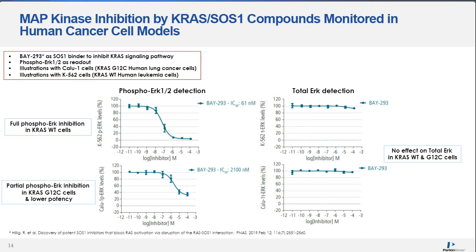Results demonstrated that there is no effect on total ERK and that there is an inhibition of phospho-ERK in both cellular models, but interestingly, the potency and efficacy of the SOS1 binder to inhibit phospho-ERK as KRAS downstream signaling readouts were different depending on the cellular model tested. The same conclusions can be made from results obtained with both HTRF and AlphaLISA SureFire Ultra kit versions.